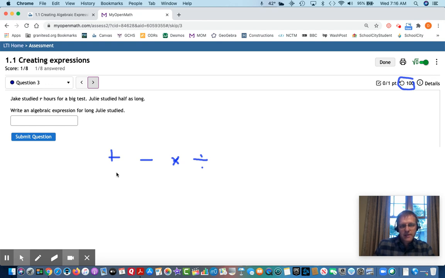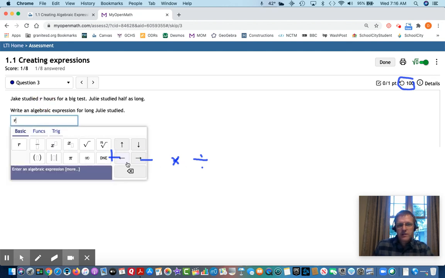Jake studies for a big test. Julie studied half as long. Which one of these would be half? Add, subtract, multiply, or divide? So remember, you start with R, right? So you put R in there, and you say, how do I get half? So try one of those.